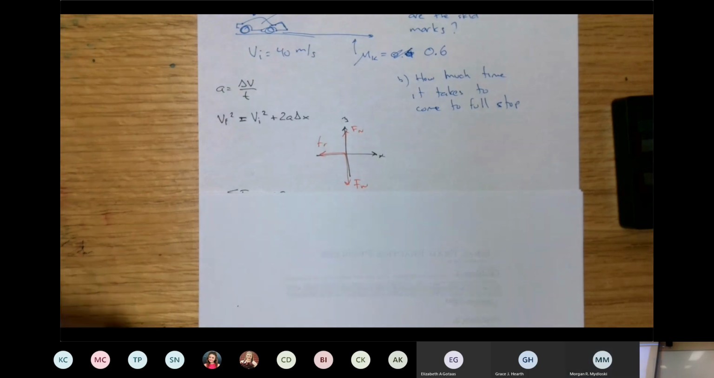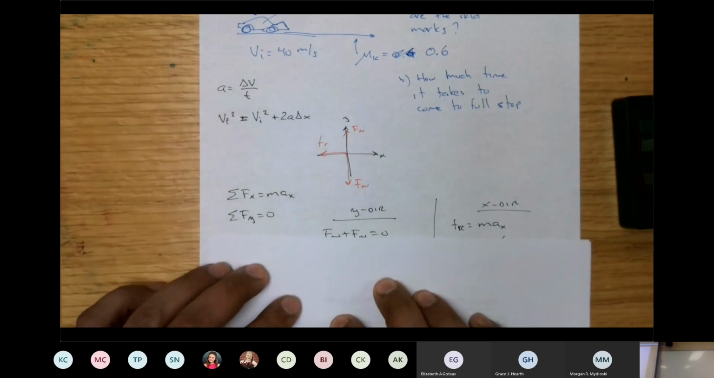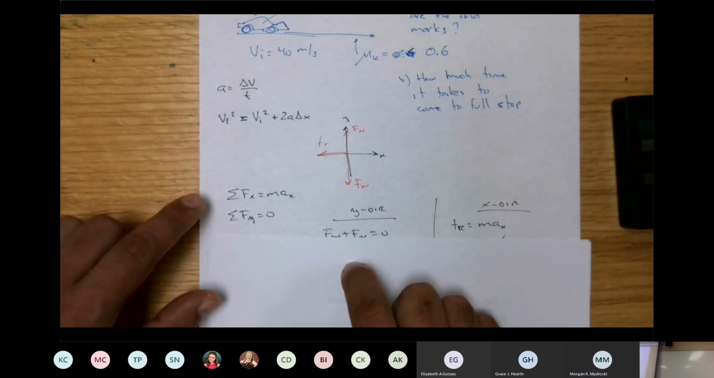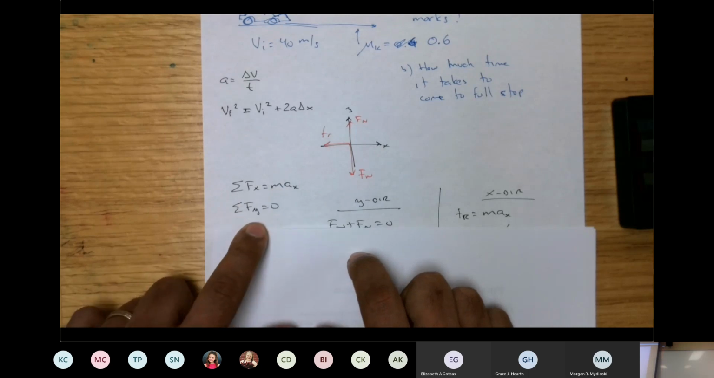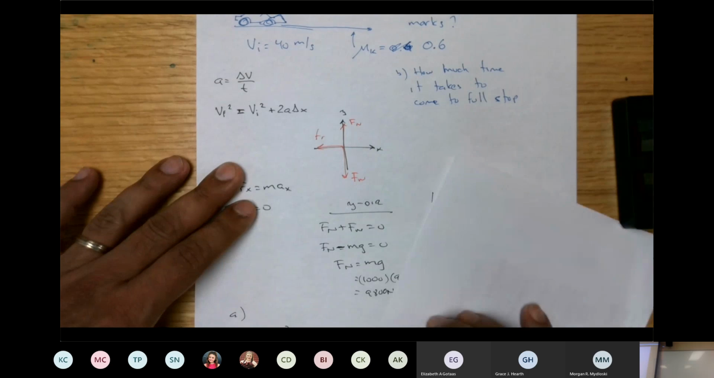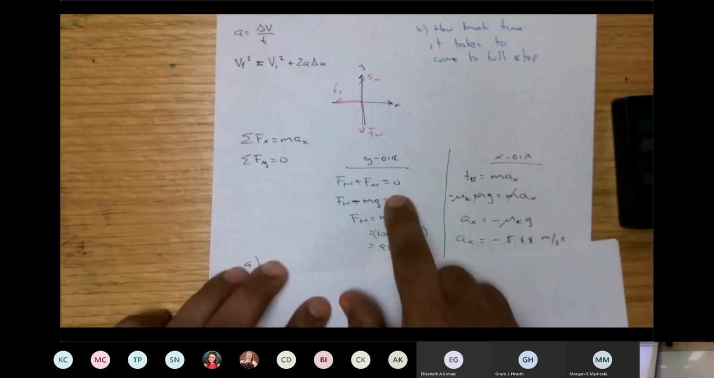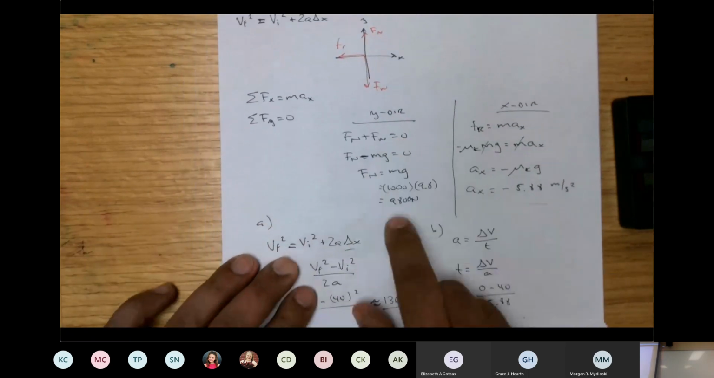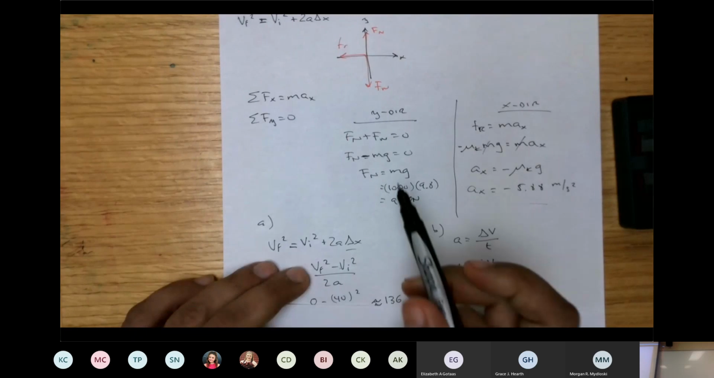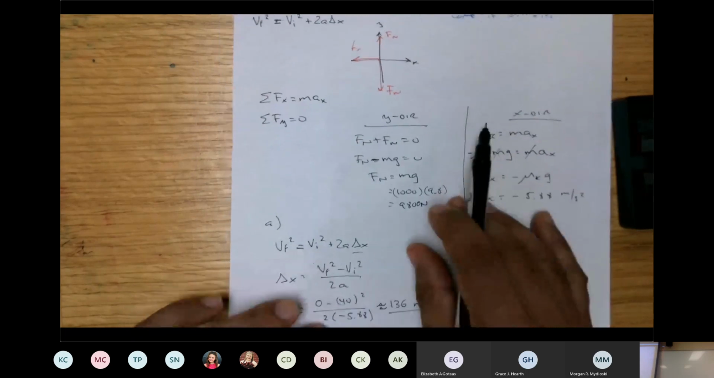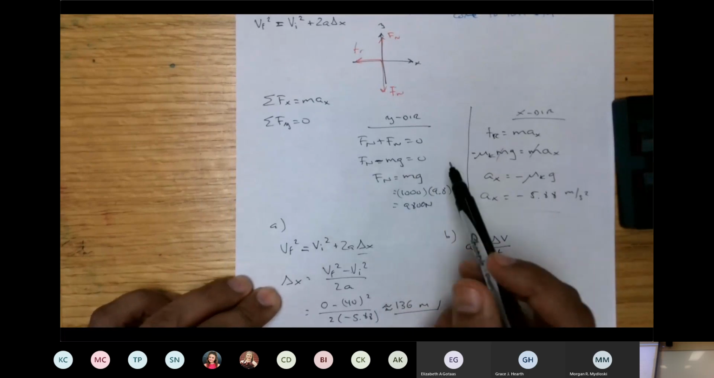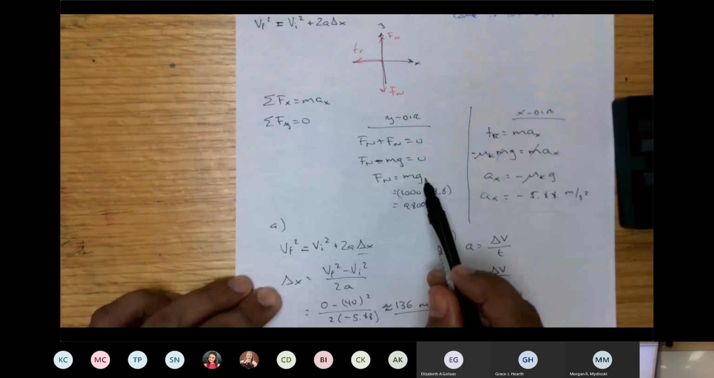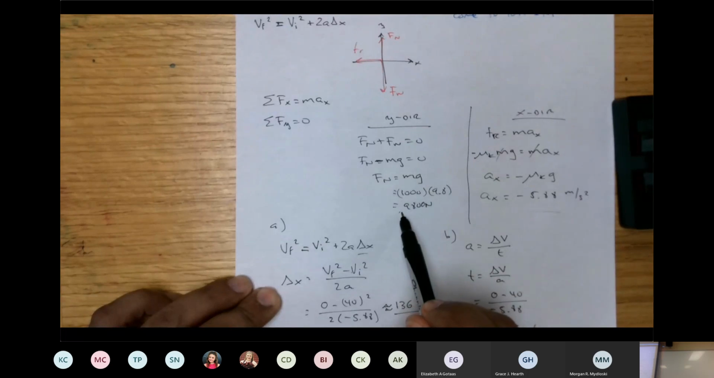Okay, so these are the two equations that you need to solve. You have the forces in X equals mass times acceleration, and the forces in Y equals 0. In Y, normal force plus weight equals 0. Normal force minus mass times gravity equals 0. So the normal force equals mass times gravity, and you end up with a normal force of 9,800. I think everybody got this one.